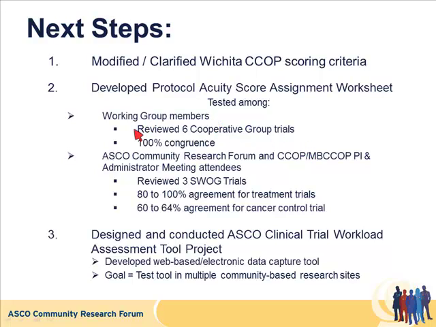We tested this then again among the working group members. I chose them and then had the working group review the trials and assign an acuity score. I chose 6 cooperative group trials from varying groups, treatment and cancer control. We had 100% congruence. It was so reassuring to know that that could happen.